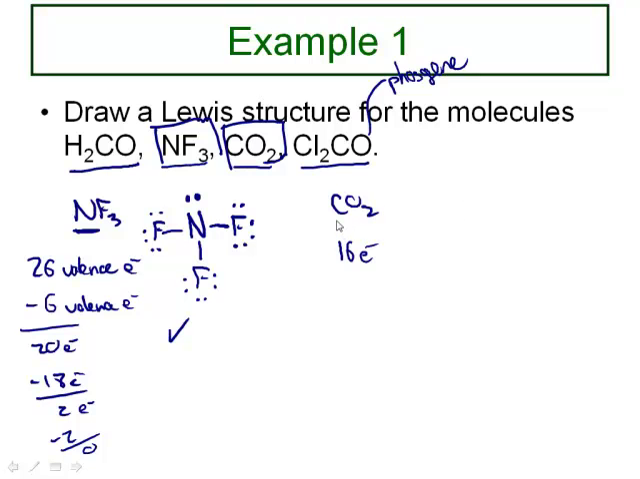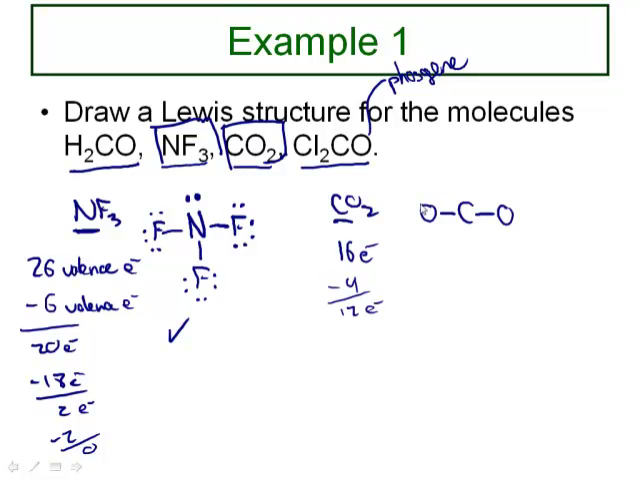The central atom here is going to be carbon, like we said before, so we're going to draw a carbon, and it's surrounded by 2 oxygens. The next thing I'm going to do is draw a bond between the central atom and each of those oxygens. I just drew two bonds down. I used 4 electrons, so we've got 12 electrons left.